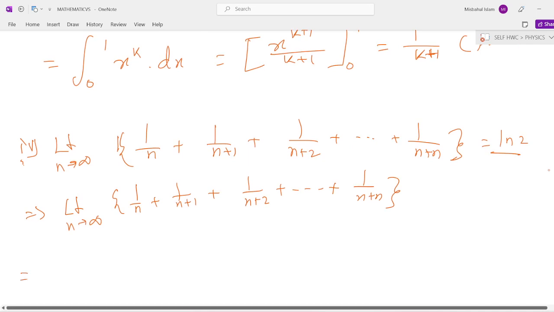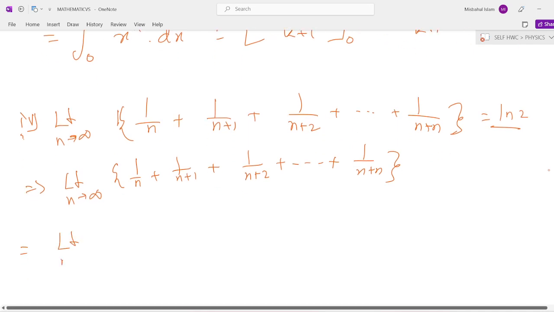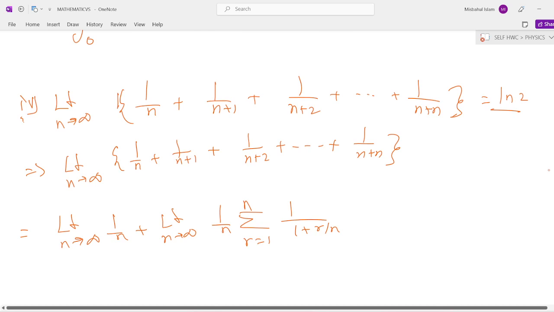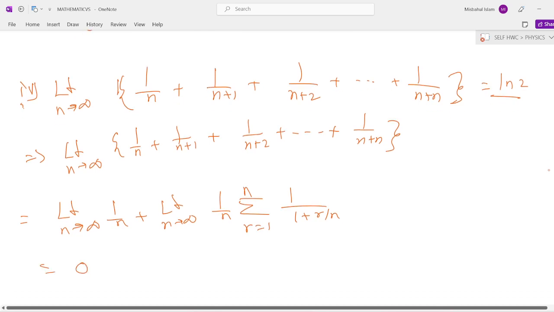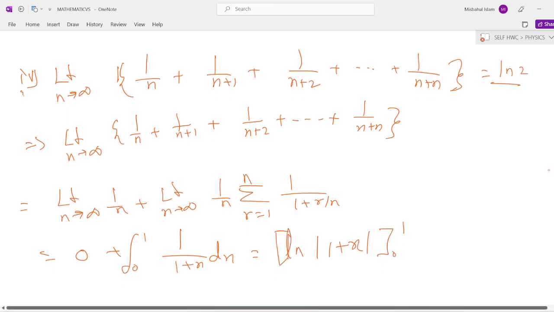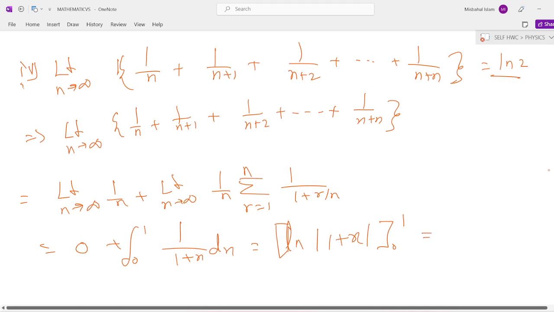Okay, and this is equal to the limit as n tends to infinity of 1 by n plus the limit as n tends to infinity of 1 by n, summation of r equals 1 to n, 1 by 1 plus r by n. Okay, and this is equal to 0 plus the integral from 0 to 1 of 1 by 1 plus x dx, which is equal to ln of 1 plus x from 0 to 1. Put in the limit values, upper limit minus lower limit, and this is ln 2. This is proved.